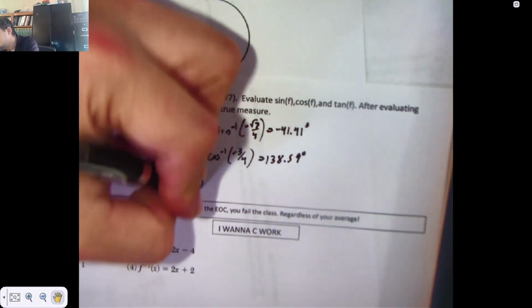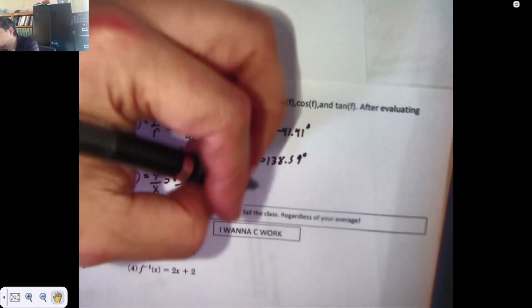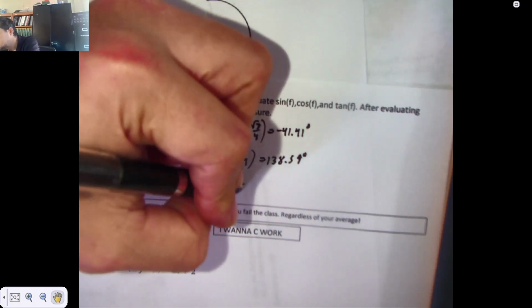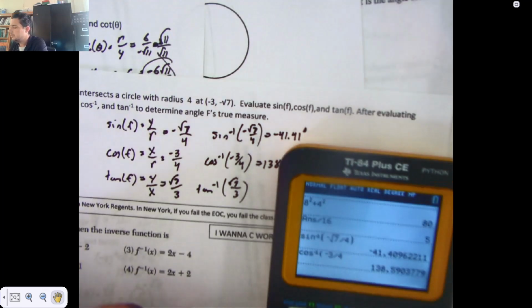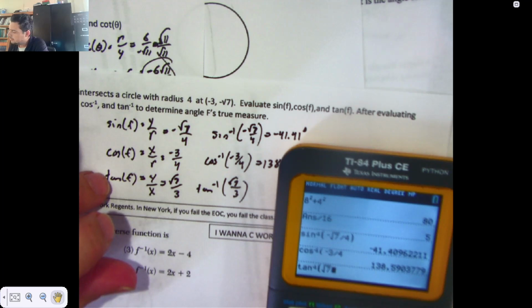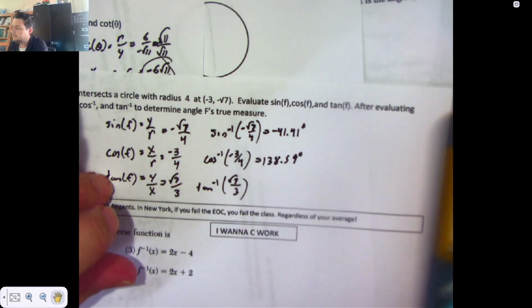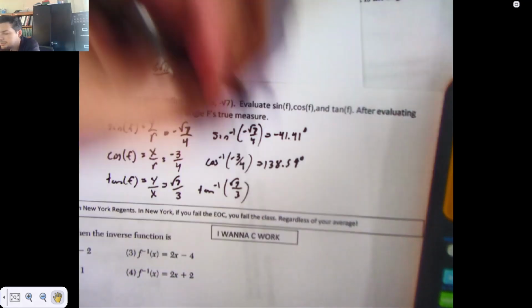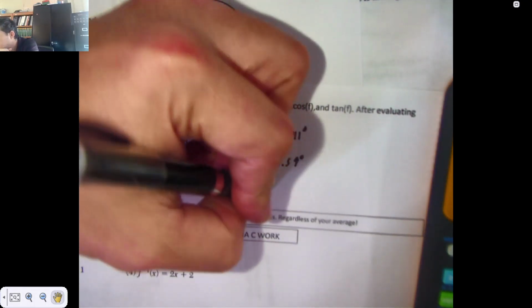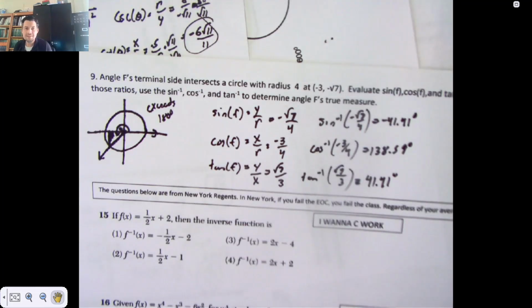Now I have arc tangent. This should return negative 41.4. Those two should be in complete agreement. This is one of the things that makes trigonometry a little bit more difficult. It returned positive 41.41 degrees. Yeah, it was a positive ratio. None of those return the same thing. Isn't that crazy? None of them return the same thing, and none of them are even right, are they?